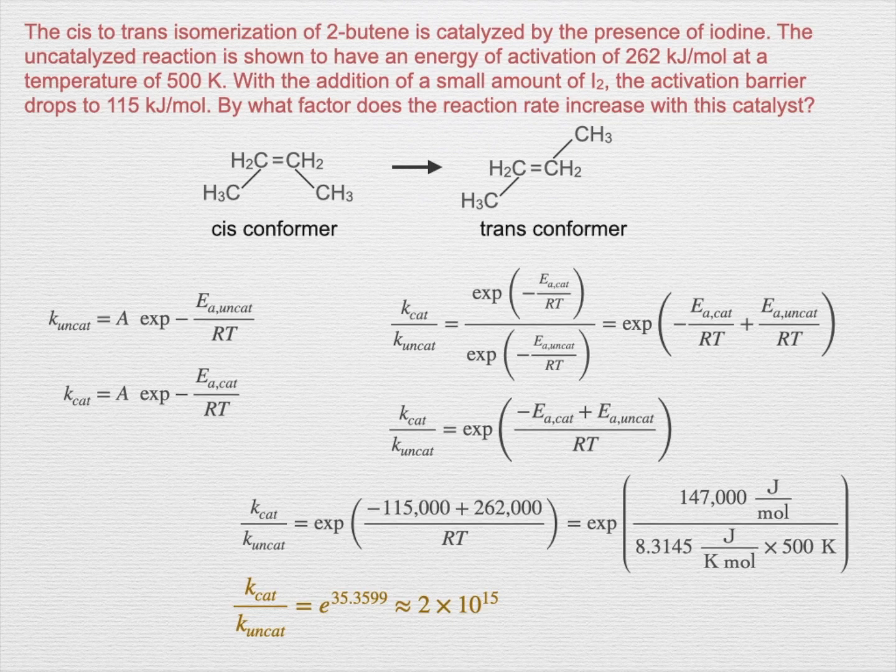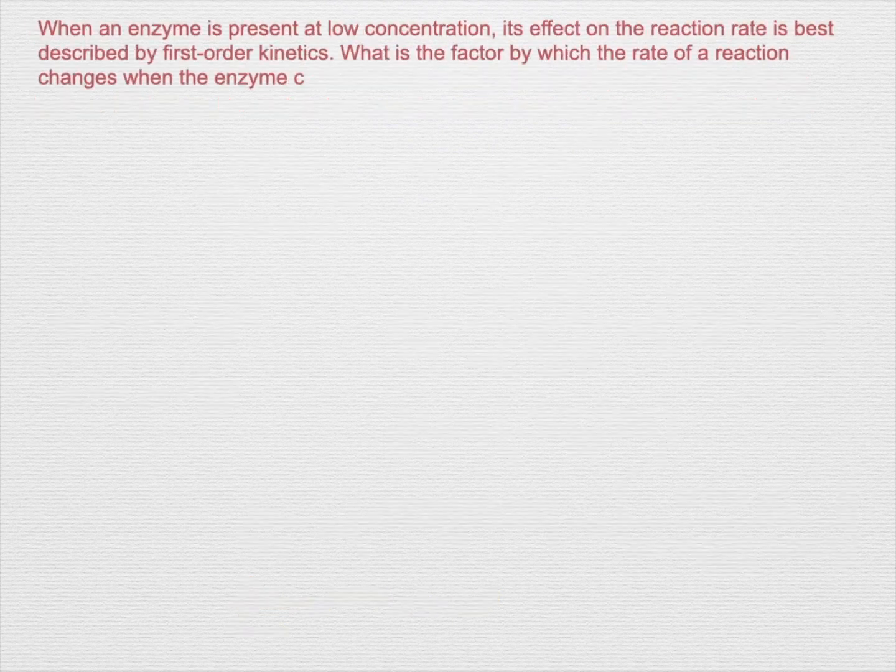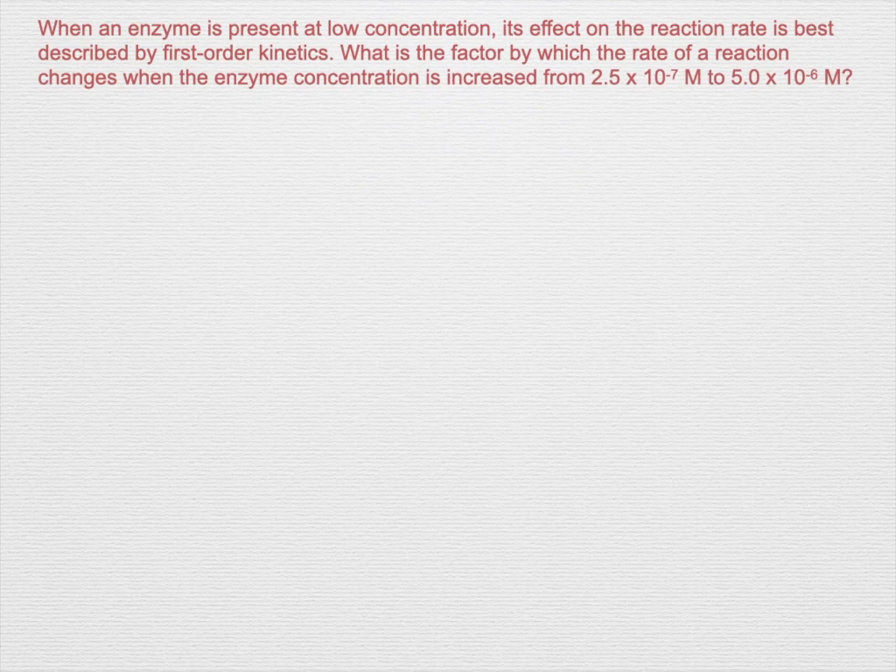Here's something else to remember about some catalytic processes. When an enzyme is present at low concentration, which is the common situation, its effect on the reaction rate is best described by first-order kinetics. What is the factor by which the rate of a reaction changes when the enzyme concentration is increased from 2.5 times 10 to the minus 7 molar to 5 times 10 to the minus 6 molar?